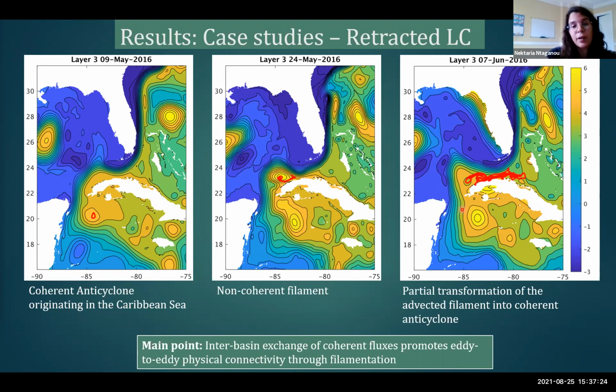And about 15 days after, part of this non-coherent filament is traced into another coherent anticyclone, and more specifically a Cuban anticyclone inside the main LC body. This is a very good indicator of the inter-basin exchange of coherent fluxes and how it can promote eddy-to-eddy physical connectivity through filamentation.